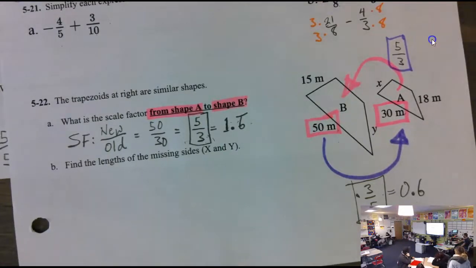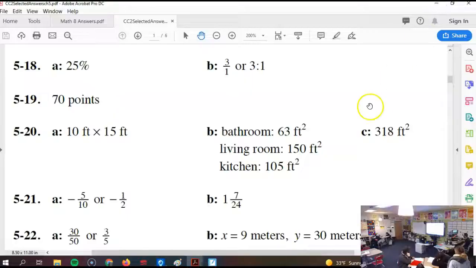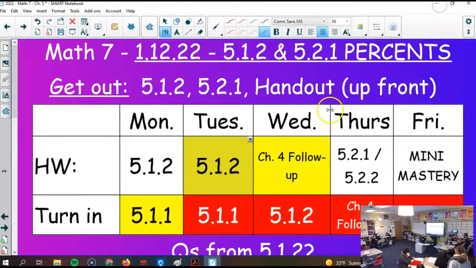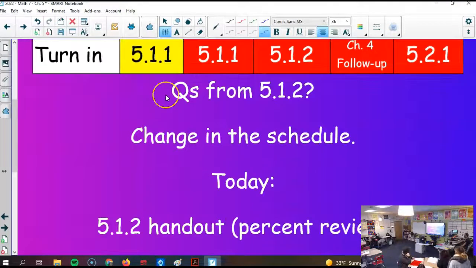All right, if you need more help, please come to Math Lunch or AO or Extensions. We do have lots of opportunity to get help, but right now I've got to keep going with class.